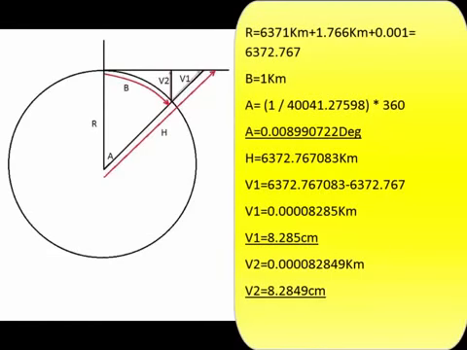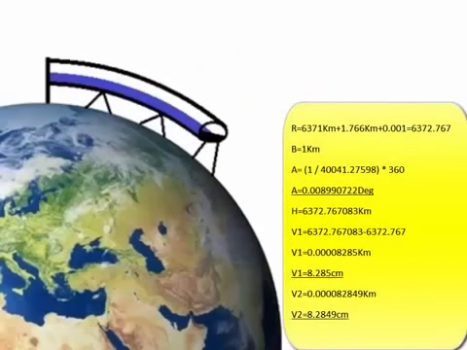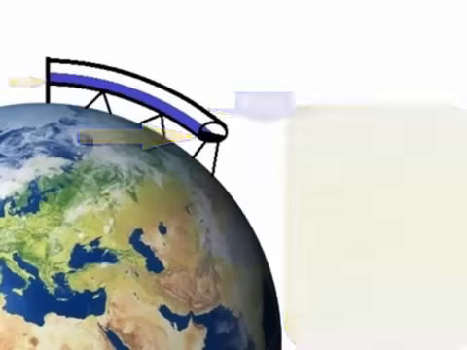And as you can see over there, our V2 is 8.2849 centimeters. So in our pipe, a meter above the Earth with an additional factor of 1.766 kilometers because of the height above sea level, we still end up with an 8.2 centimeter fall.